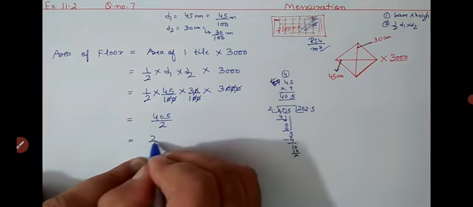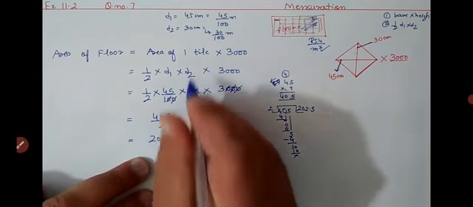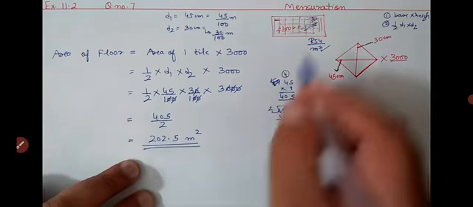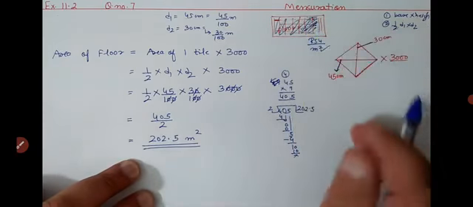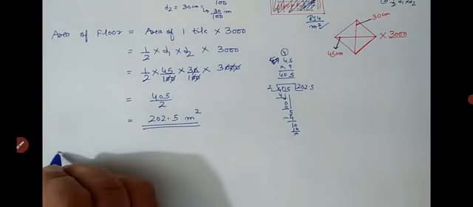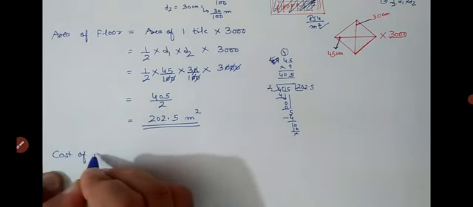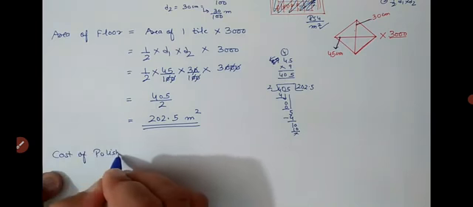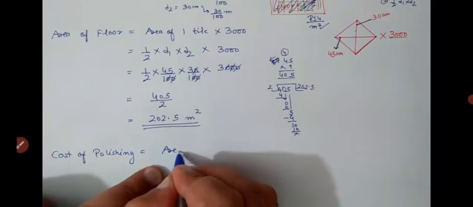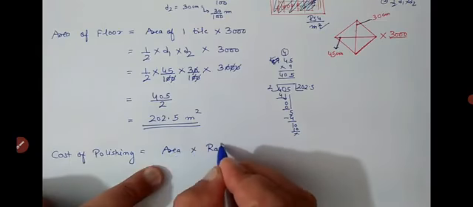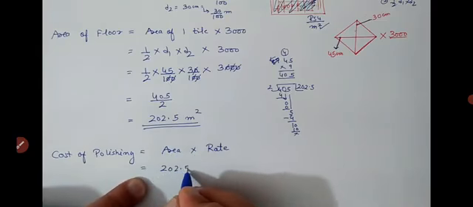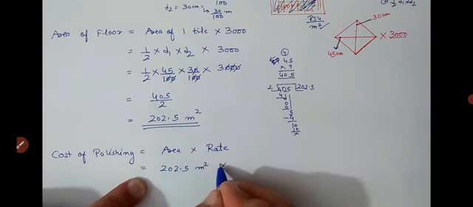Okay, so our answer is 202.5 meter square. So area of floor we can get 202.5. Okay, this is the area of the floor. Now what is the price per meter square? That is ₹4 per meter square. Okay, cost of polishing is equal to area of floor into rate of polishing. Okay, so 202.5 into 4.